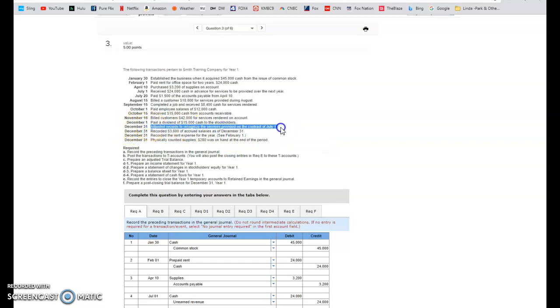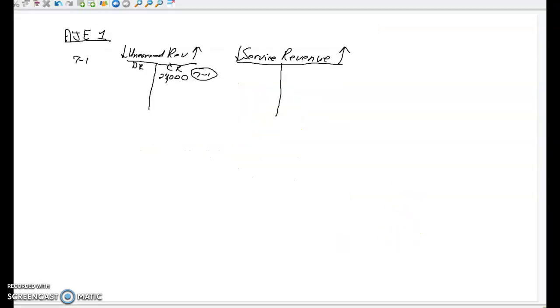We adjust our records to recognize the services provided for the contract of July 1. So if we go back to July 1, cash was received for services to be provided over the next year. And then if we do July, August, September, October, November, December, 6 months have gone by, we've been providing those services. So let's go look.